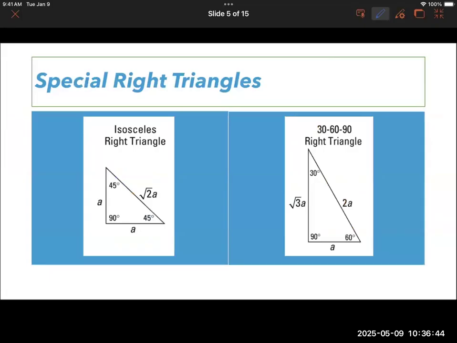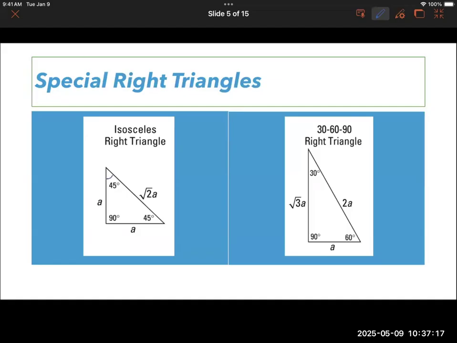All right, now with right triangles, we have a couple of right triangles that are called the special right triangles. And it's good to know the relationship of the sides in these special right triangles, because this is going to help us with where we're going with our unit circle. So if you notice here, the first right triangle is what we call the 45, 45, 90 right triangle, or an isosceles right triangle.